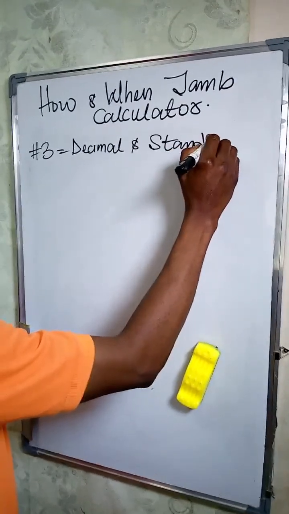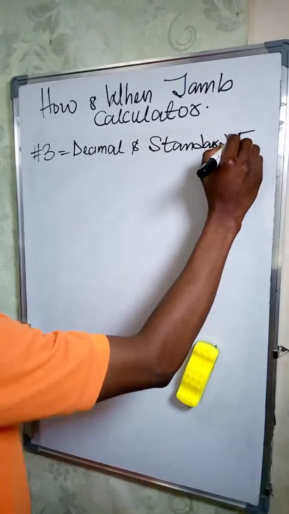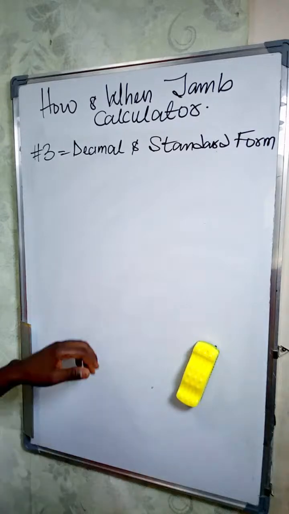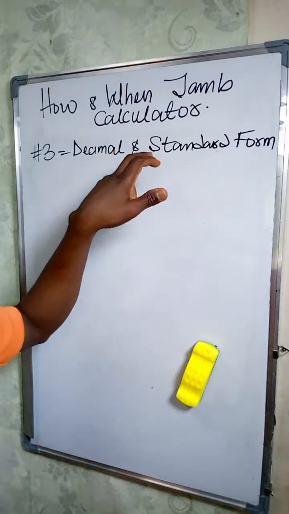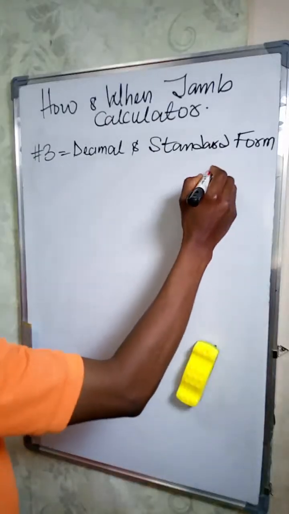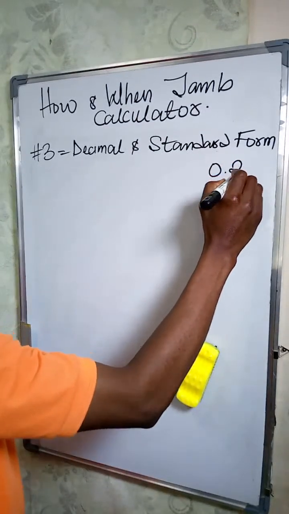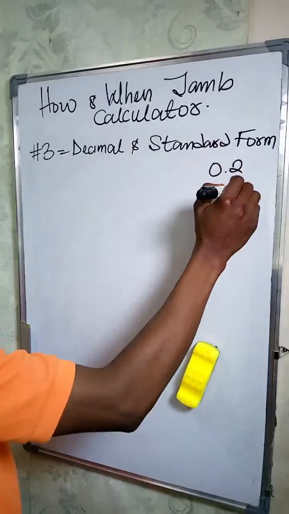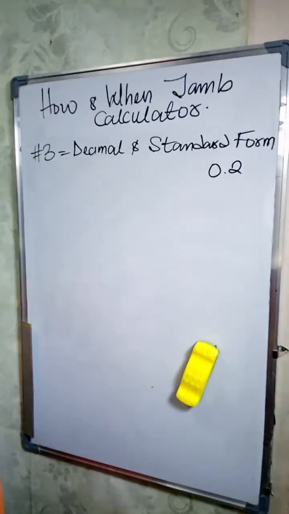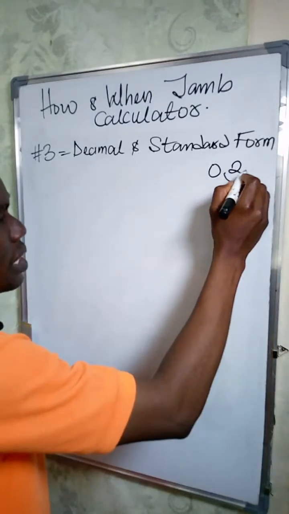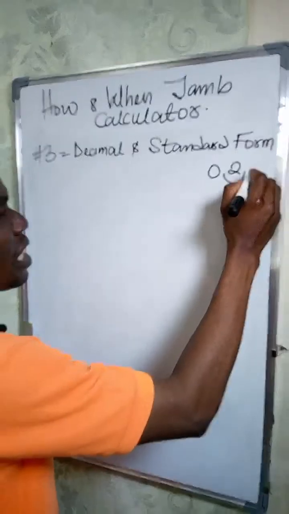Now anybody doing JAMB should know how to play with questions that have to do with decimals and questions that have to do with standard form. If they give you a question and the question is 0.2, something will tell you to change this decimal to a fraction. It is very easy to change a decimal to a fraction. You see that this one is only 1 decimal point, so that means it is over 10.